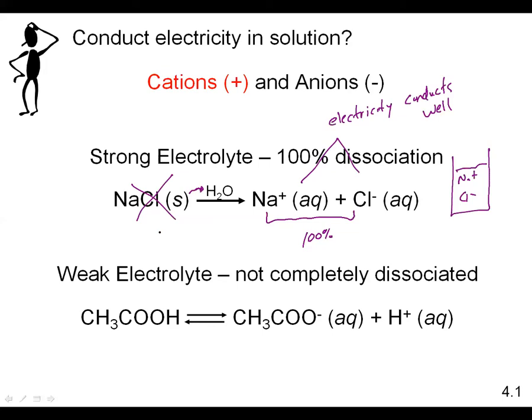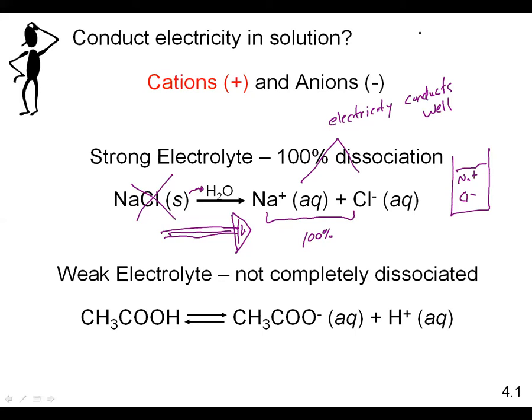You could almost think about it as drawing a giant arrow, basically a one-way street heading towards the product side. Nobody is coming back the other way. 100% of what we would have would be our ions.